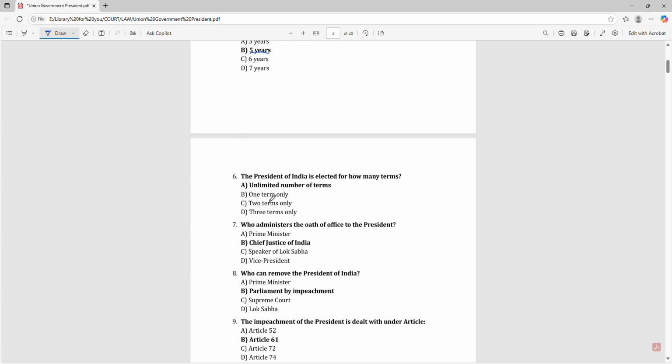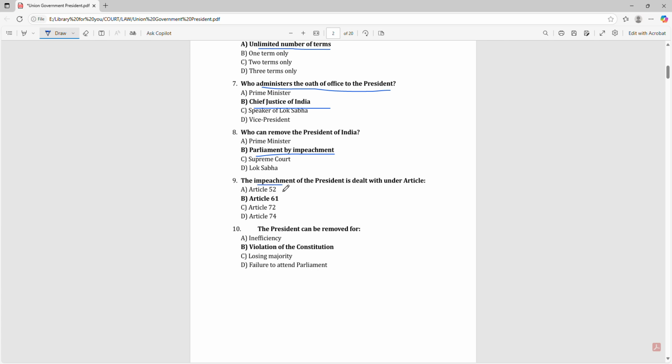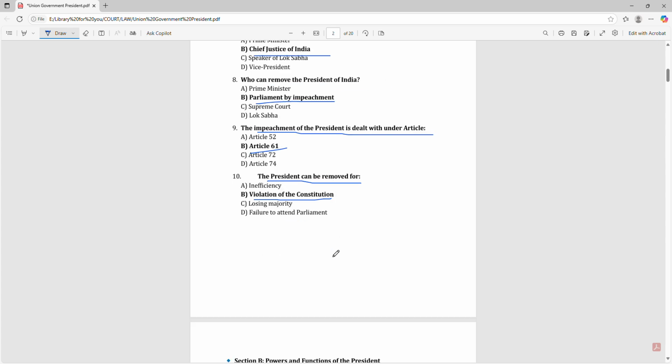The President of India is elected for how many year terms? Unlimited number of terms. Who administers the oath of office to the President? Chief Justice of India. Who can remove the President of India? Parliament by impeachment. The impeachment of the President is dealt with under Article 61. The President can be removed for violation of the Constitution.